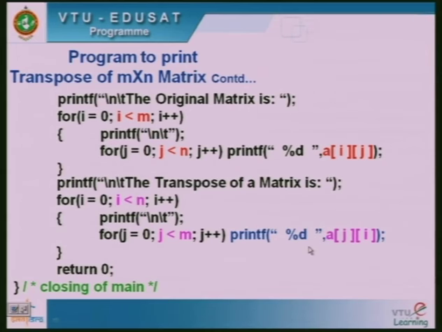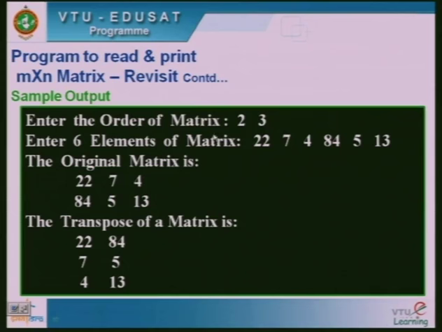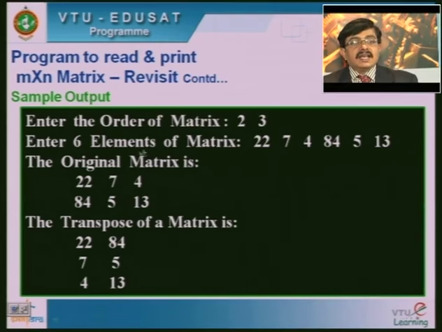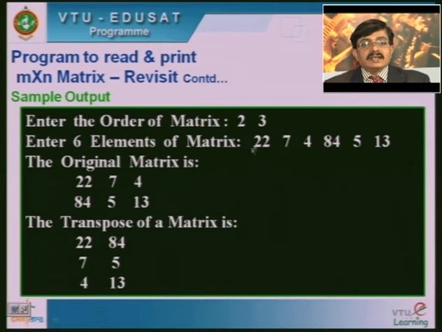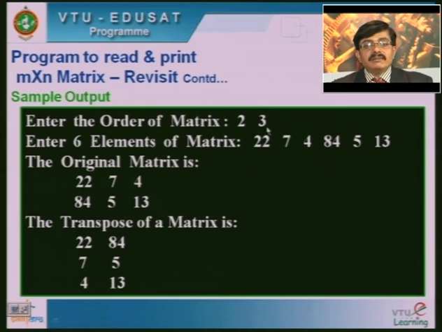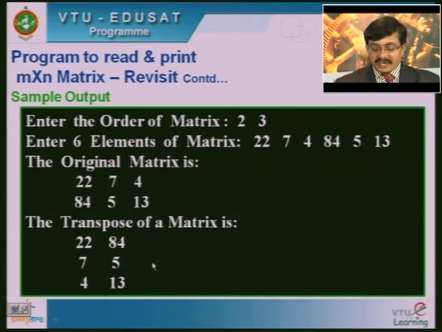With this program, when it is executed, if we take the order of the matrix as 2 and 3, and the 6 elements as 22, 7, 4, 84, 5 and 13, then since we have 2 rows and each row has 3 elements, 22, 7, 4 will be the first row elements and 84, 5, 13 will be the second row elements. When I get the transpose, 22, 7, 4 will come in the 0th column and 84, 5, 13 will come in the second column. This is the first column element, this is the second column element. We can see that rows are converted into columns and columns into rows. This is how the transpose of a matrix is printed.